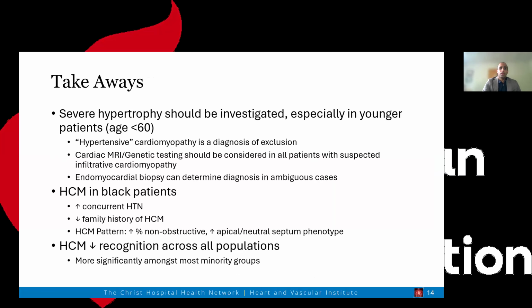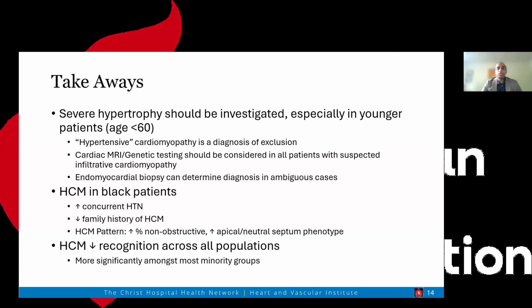So some takeaways from this case: severe left ventricular hypertrophy, or hypertrophy in general, should be investigated, especially in younger patients. Hypertensive cardiomyopathy is a diagnosis of exclusion. Don't blame things on hypertension until you've ruled out other infiltrative processes that could be causing this heart thickening that you observe in patients. When in doubt, and I see this a lot in my HCM clinic, a cardiac MRI and genetic testing can help to cinch a diagnosis of HCM or other infiltrative cardiomyopathy, including amyloid.